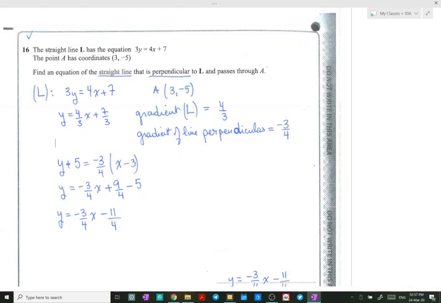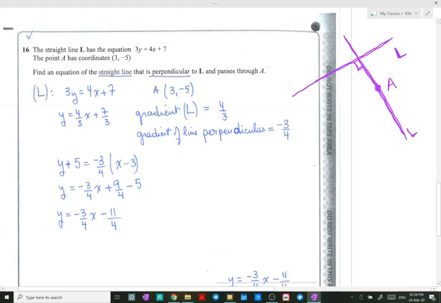So sketching the graph here, this is L, and we have a point A. It can be on the line or it can be away from the line. It doesn't matter. We only need to know that L1 is the line that's passing through A and perpendicular to L. They didn't mention the name of the perpendicular line, so I called it L1.